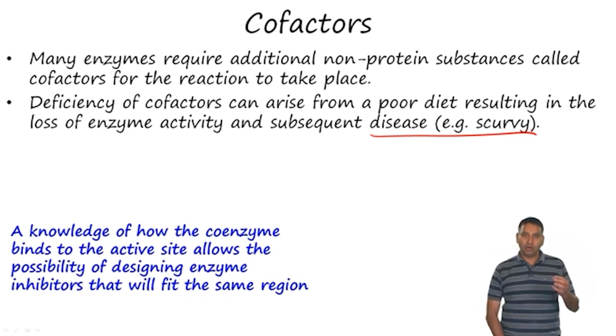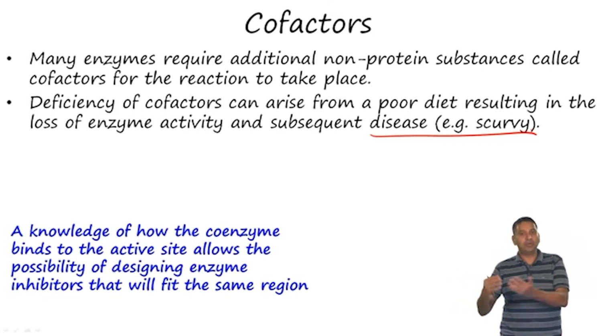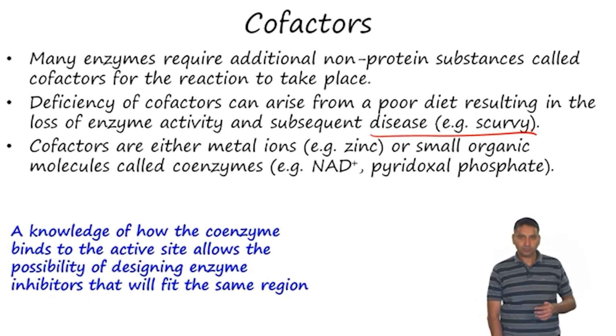Now, the knowledge of how the coenzyme binds to the active site, or how it catalyzes or enables the reaction, is very important, because if we want to develop inhibitors of these enzymes, let us say in a bacterium you want to inhibit a coenzyme, then it would be useful for us to understand how this coenzyme works. Cofactors, as I mentioned earlier, are either small metal ions or small organic molecules. Now, let us look at some examples of these.